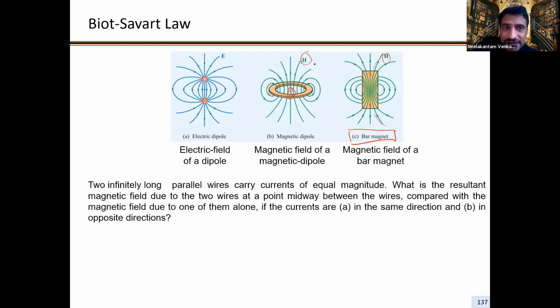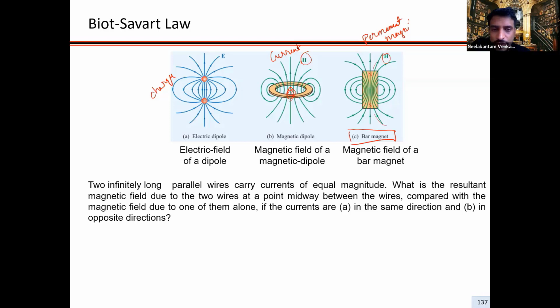So in that sense, there are two sources for magnetic field, whereas only one source for electric field. For electric field, the source is only charge. Charge is the cause. But for magnetic field, you can have either a permanent magnet or a current. Both of these create a magnetic field.